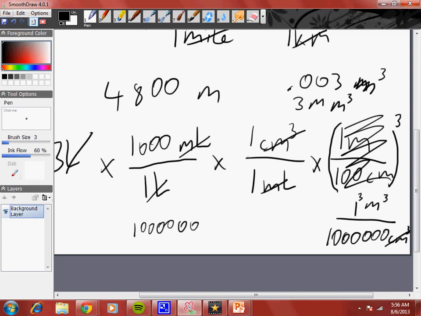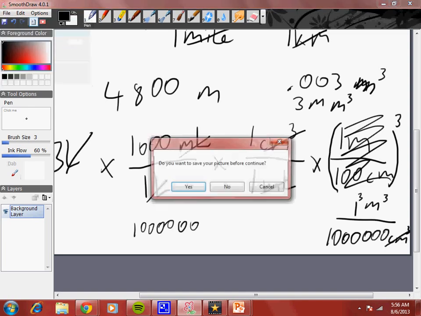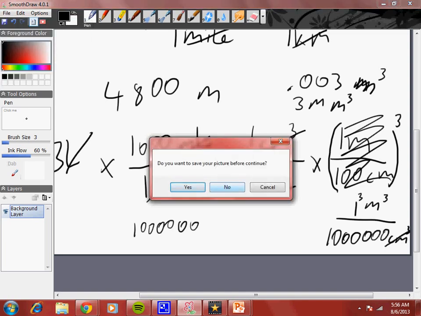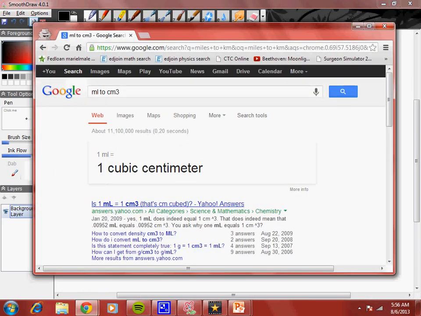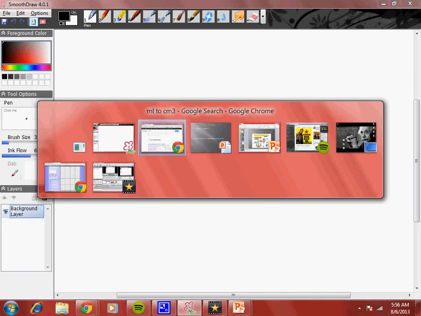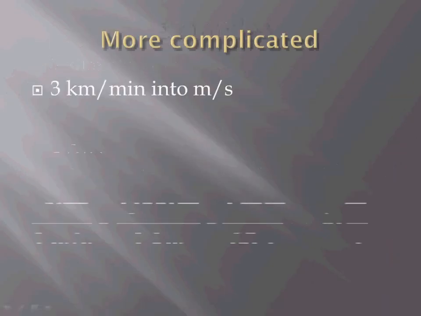If I want to use a prefix, I could make it 3 millimeters cubed, but that looks kind of awkward. Sometimes it looks weird using prefixes, but if you want to have a nice 3, you would have to put m for milli.